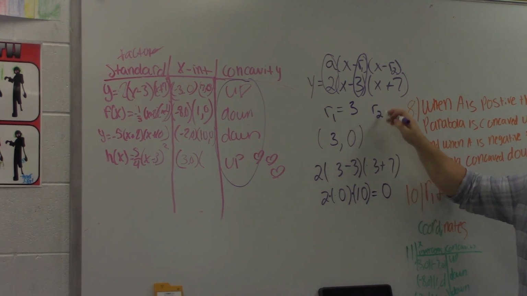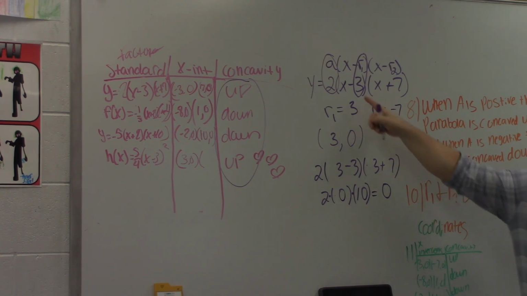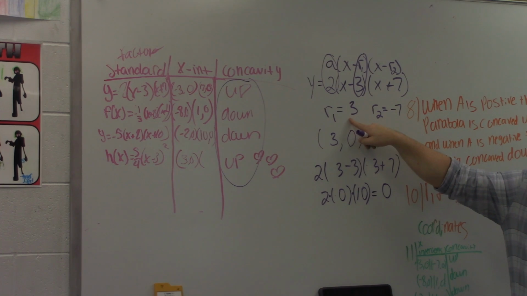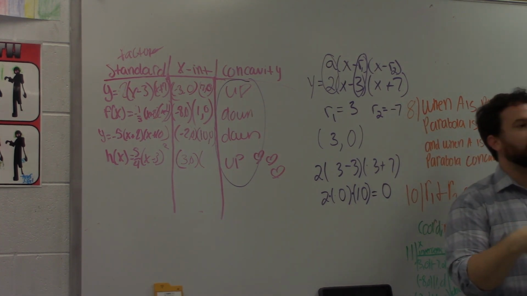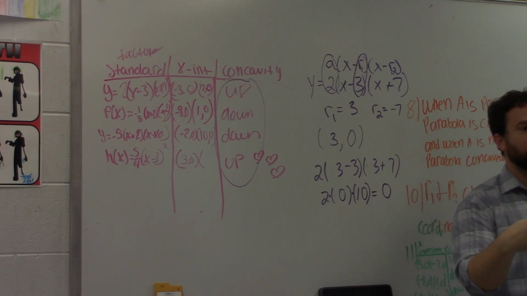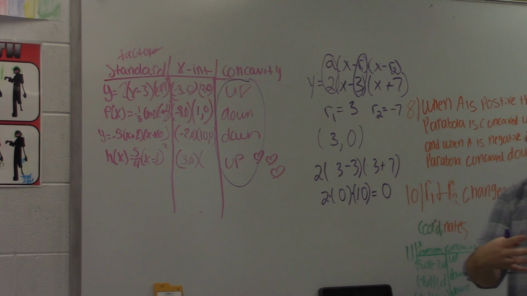So what's R2? R2 is negative 7. That's a plus 7, so why would it be negative? You've got to switch it. When it's a positive or a plus, it becomes a negative. Okay, we need the opposite. I cannot make that more clear. I cannot emphasize that enough. You need the opposite when you have that factored form.